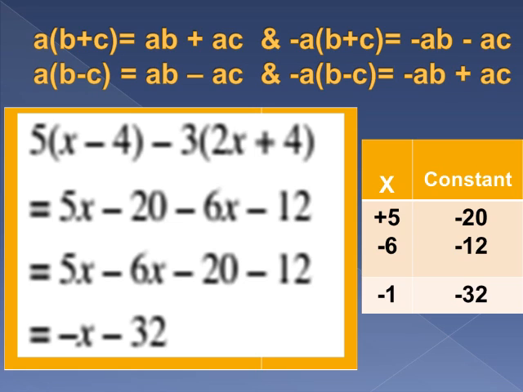Now we will apply these four properties on the question. Question is 5 bracket x minus 4 bracket close minus 3 bracket 2x plus 4 bracket close. And now in algebraic expressions we will use brackets instead of multiplication. Mostly we will use brackets instead of multiplication. Now here bracket means this 5 is multiplying with x minus 4.